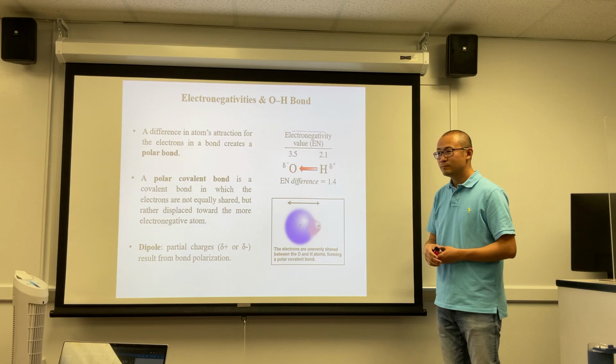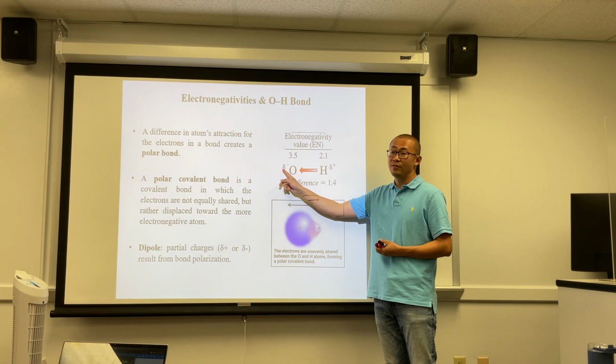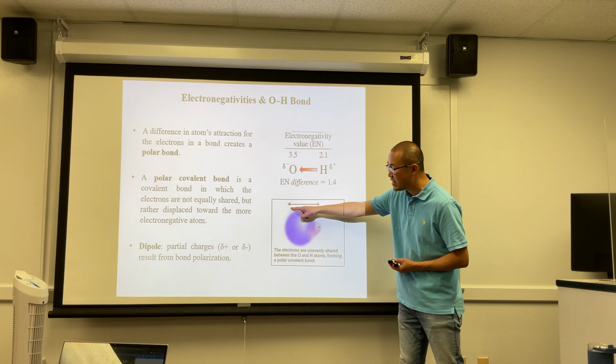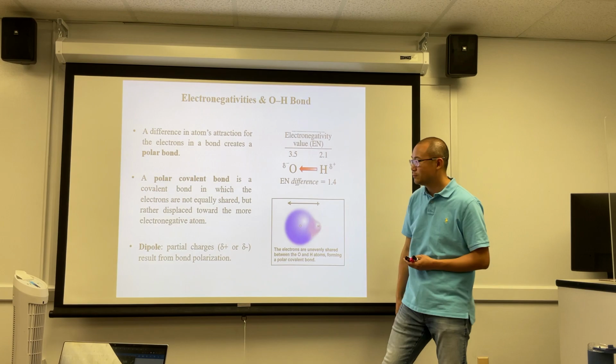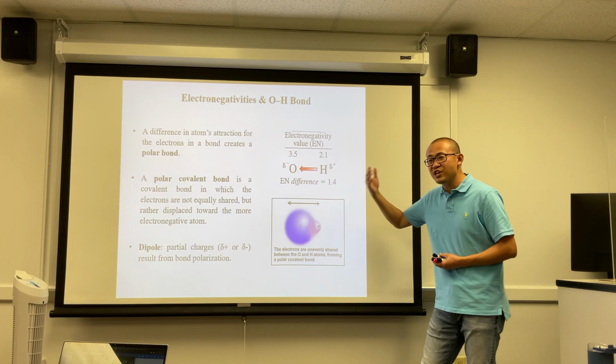In order to represent a polar bond, we have two ways. One way is like this: you mark the charge. Partial negative on the more electronegative atom, partial positive on the less electronegative atom. Or we draw an arrow. The head of the arrow points to the more electronegative atom, and at the tail of the arrow, you put a cross. We call this arrow a dipole. If you use a dipole arrow, you can tell people, hey, this bond is polar. Which one shares more negative? The one at the arrowhead.